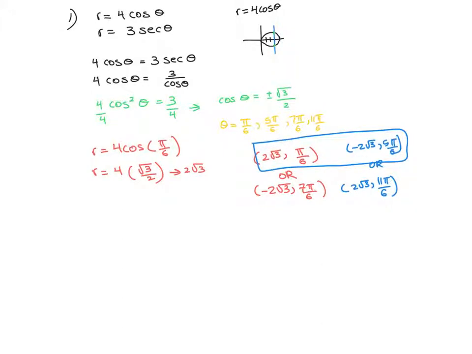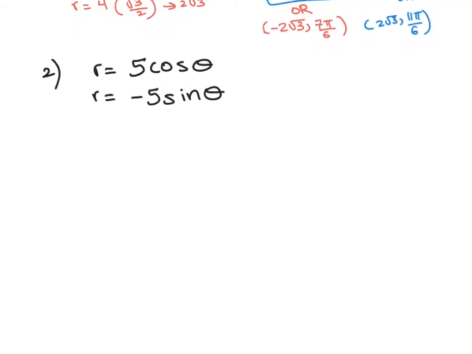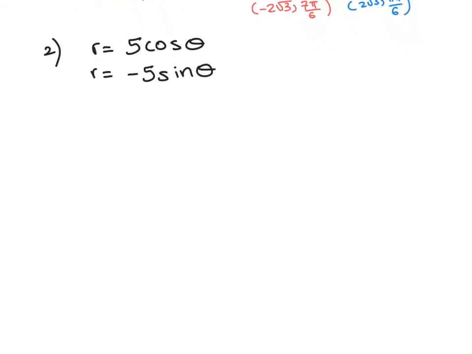Now let's move on to number 2. Write down the example and try it on your own. It's going to be r equals 5 cosine theta and r equals negative 5 sine theta. Go ahead, sketch those two graphs and find the intersection points, both graphically and algebraically.